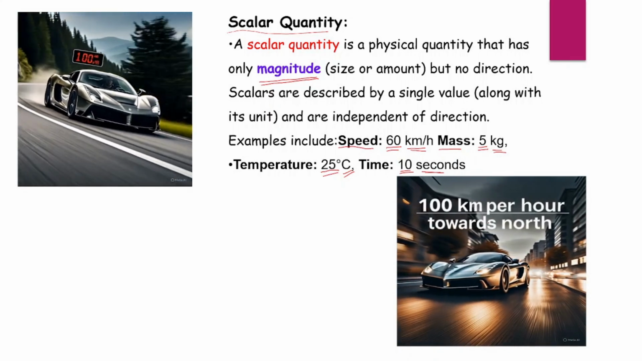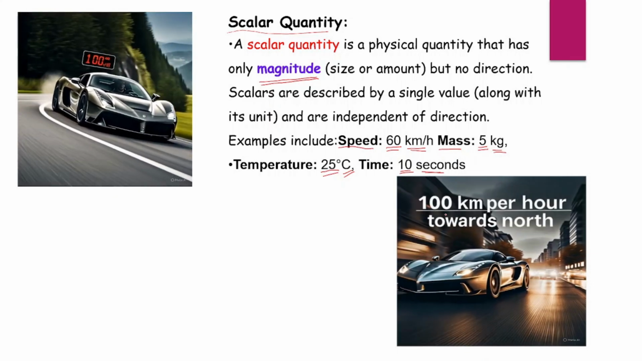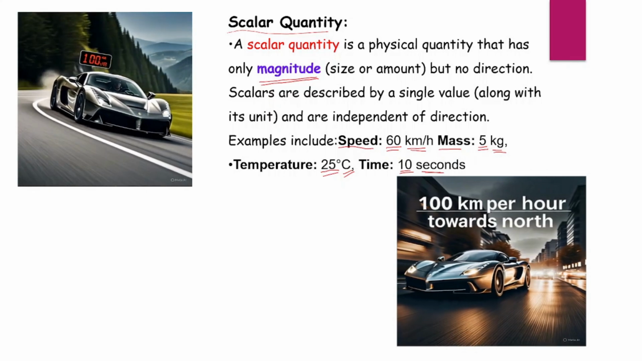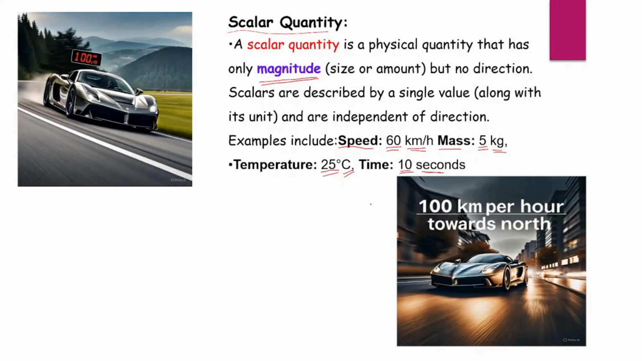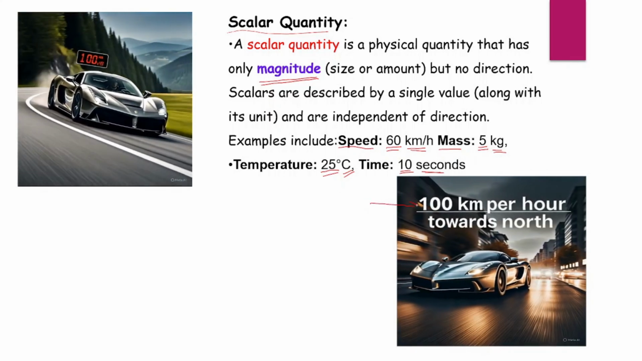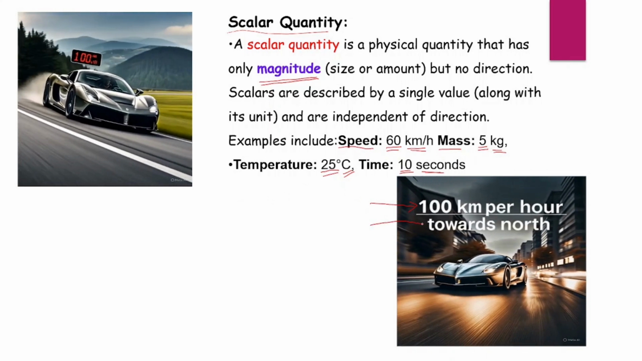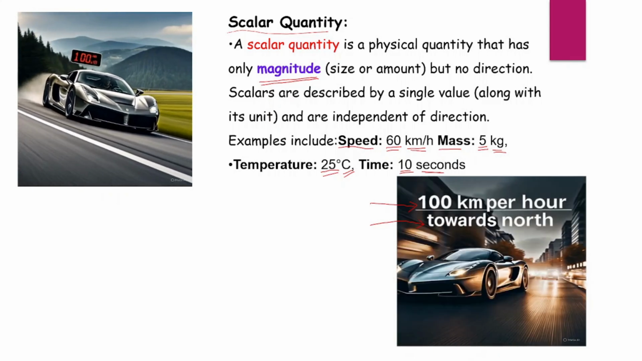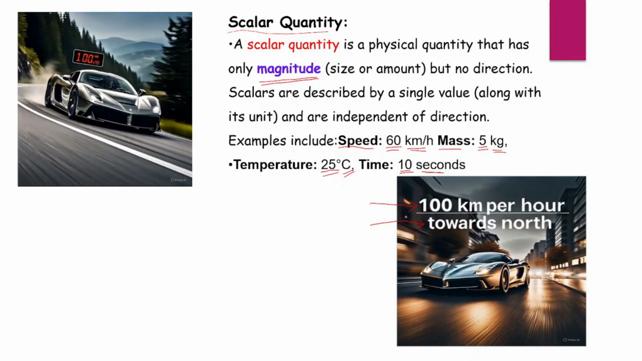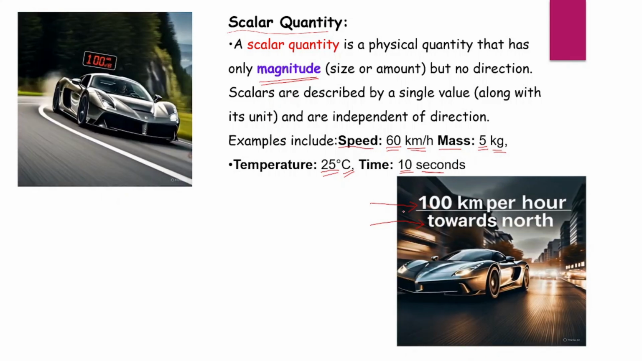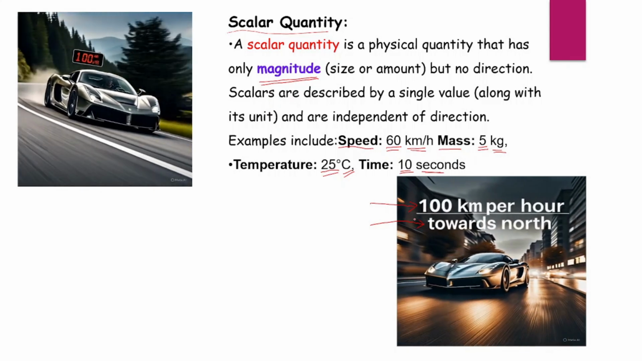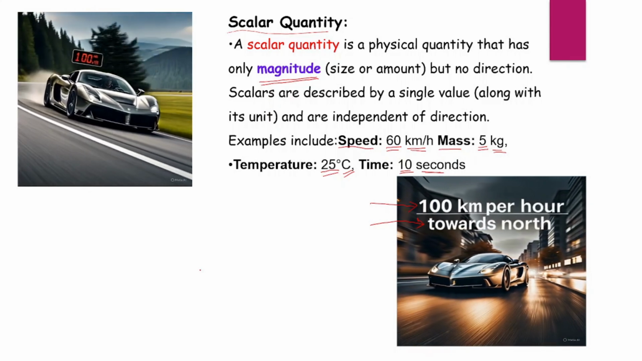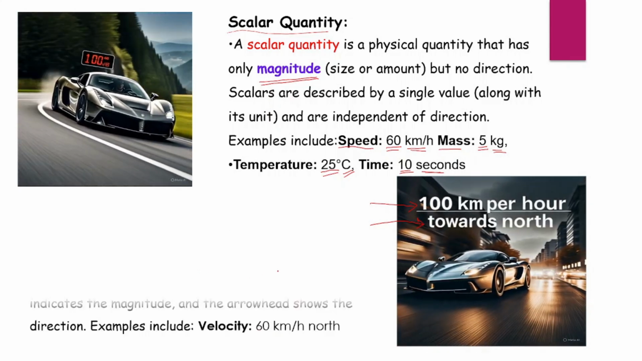Now look at the second picture here. Here, 100 km per hour towards north. Two things are clearly shown. What are the two things? This 100 km per hour as well as the direction in which this car is going to go. Such physical quantities which have both magnitude and direction are known as vector quantities.